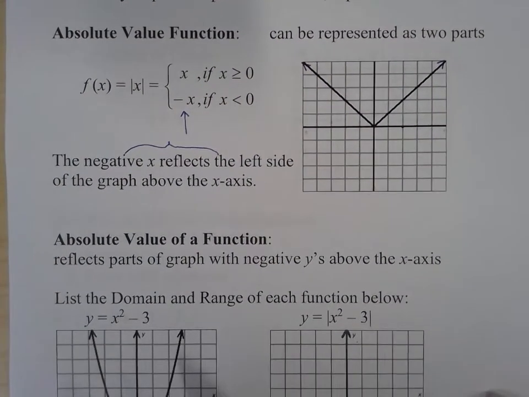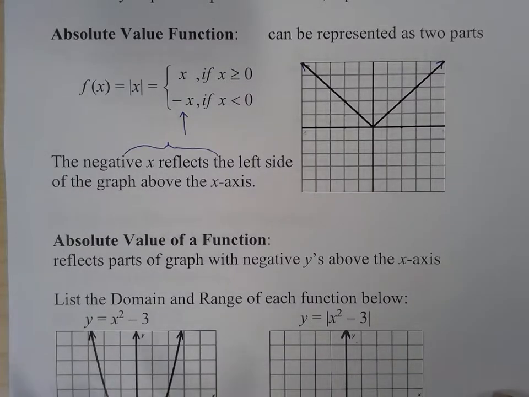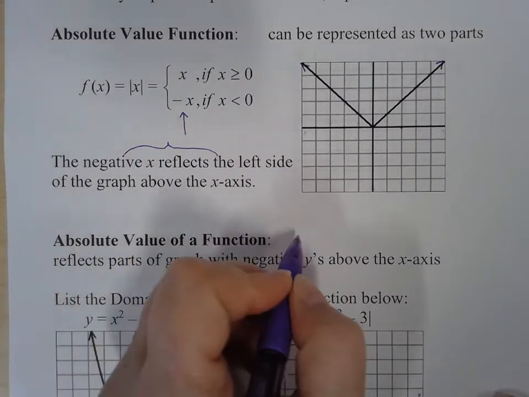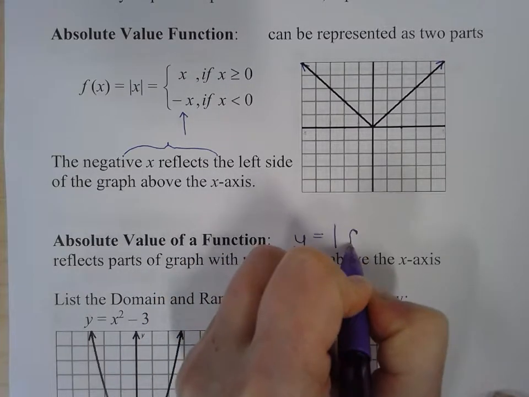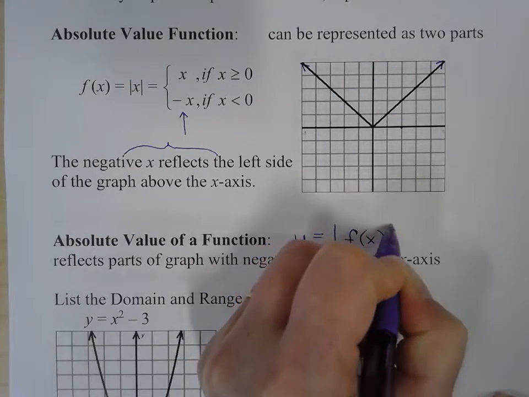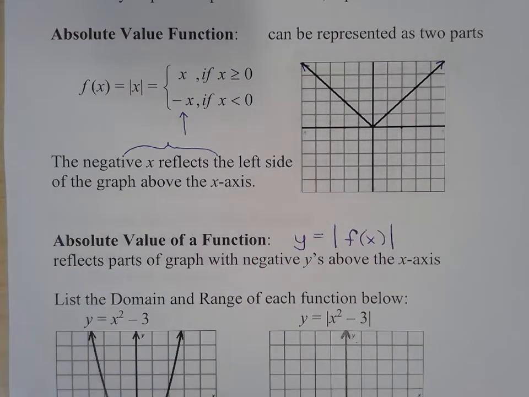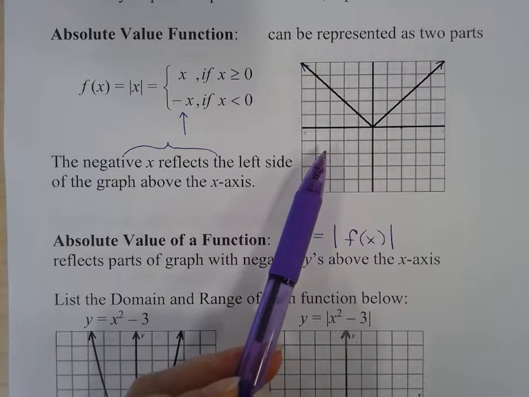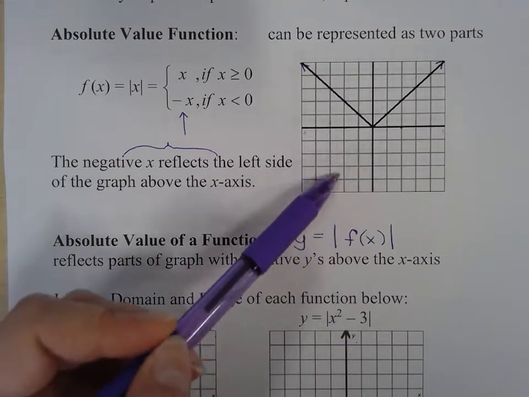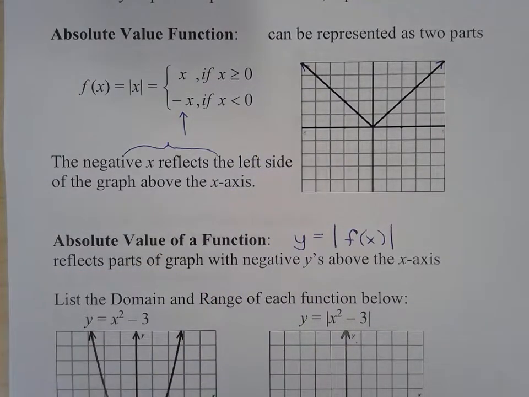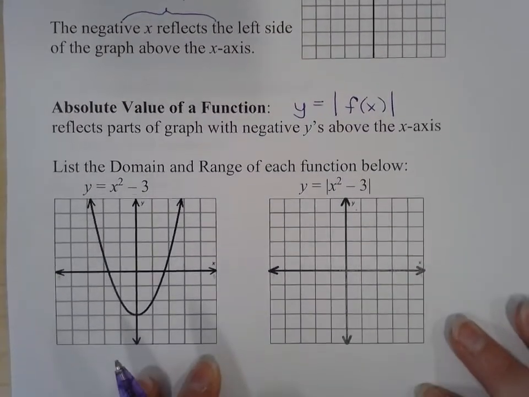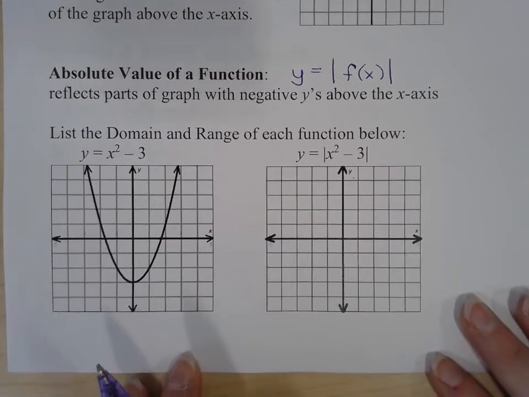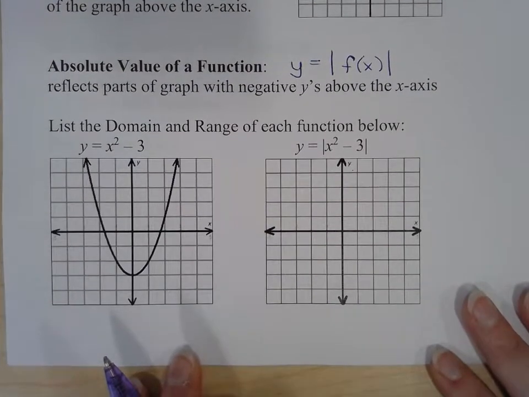Okay? So your book takes this a step further and says, okay, well, what if I want to find the absolute value of a function? If I want to take and make a function that's the absolute value of another function. So that same type of reflection, anything below the x-axis, because of the absolute value, is going to be reflected above the x-axis. So it reflects the parts of the graph with negative y's above the x-axis. Here's an example.